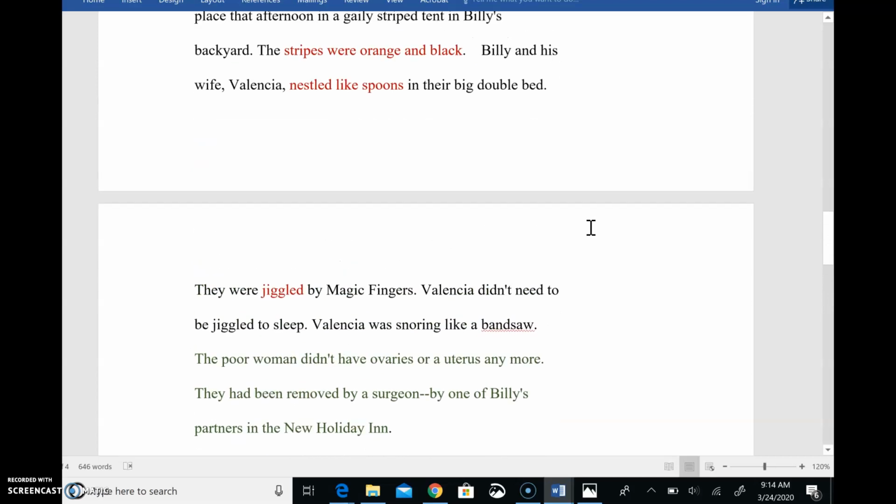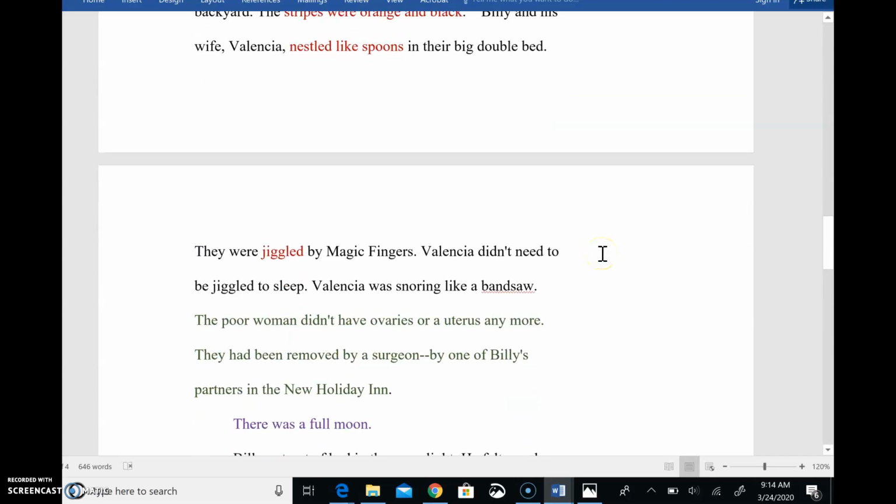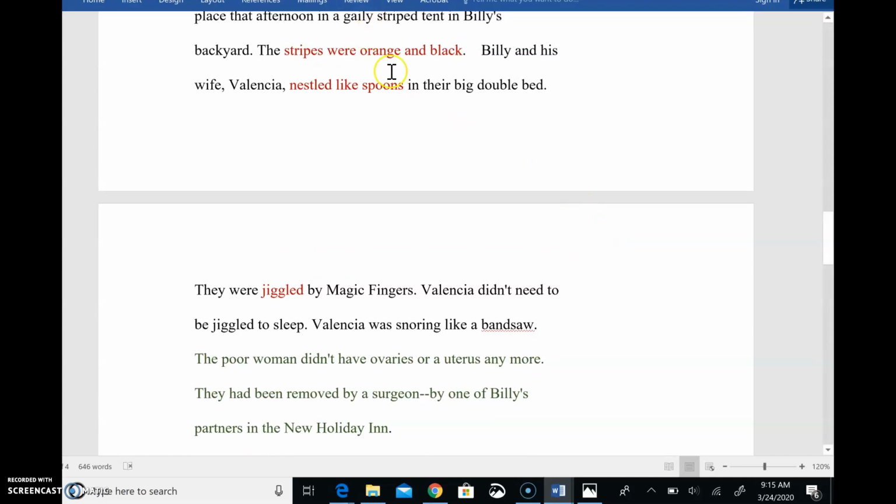Let me pause here for a second. Did anybody notice why I've been highlighting these in red? Very good, Bernice. These are all images, especially these two we just saw in the last chapter, nestled like spoons.